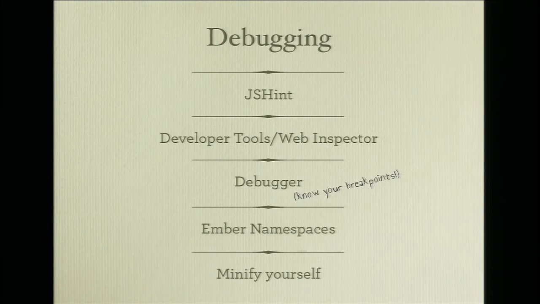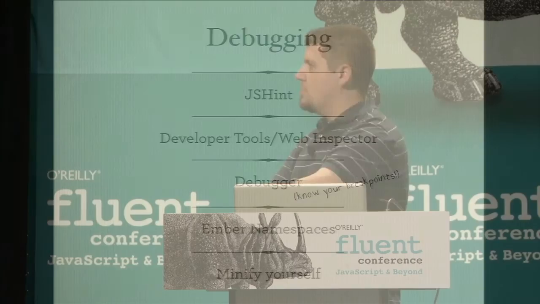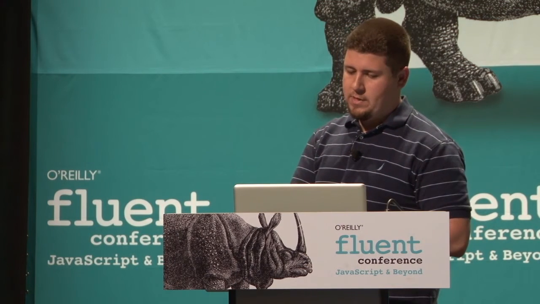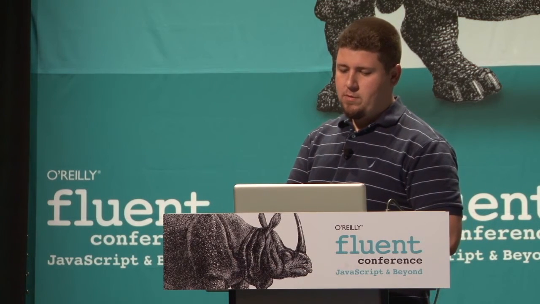Some tips, and we're running out of time, but I'm going to continue. JSHint. There's a great talk by Tom Dale on debugging Ember, and this is largely taken from that. Developer tools, of course. Know your breakpoints. You are going to need them with Ember. Use Ember namespaces because it gives you better error messages. And generally speaking, minify your own libraries. Minify all the libraries with your own build tools. You get better error messages there usually as well.